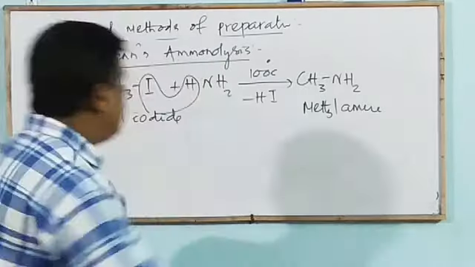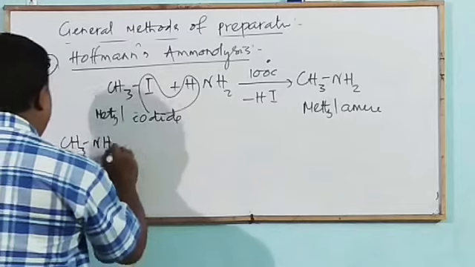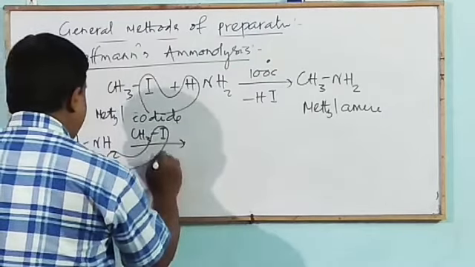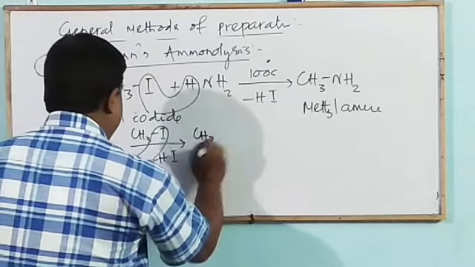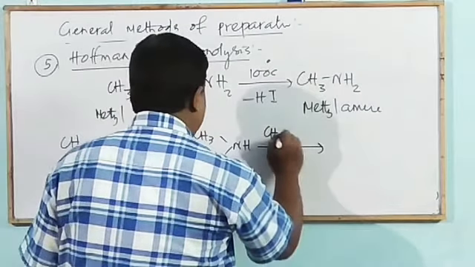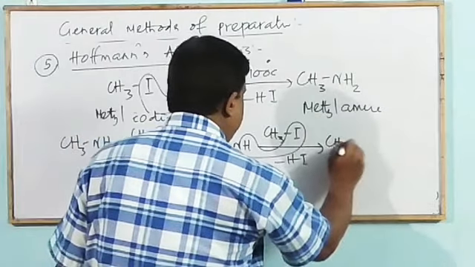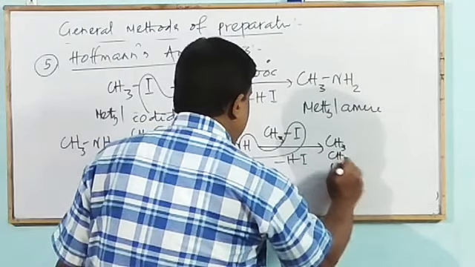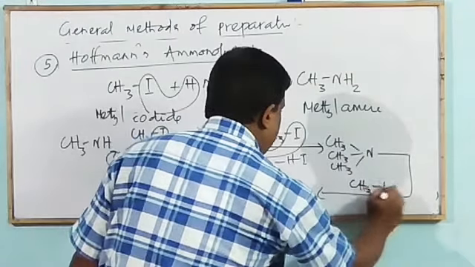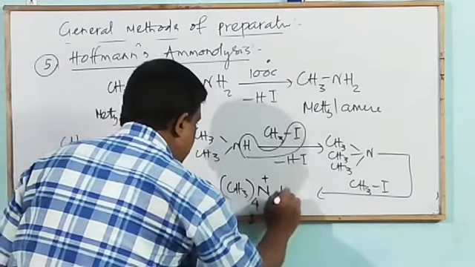Mark the equation. Once primary amine is formed, this primary amine again combines with a molecule of alkyl halide to form secondary amine. Secondary amine again combines with another molecule of alkyl halide to form tertiary amine. Tertiary amine formed again combines with another molecule of alkyl halide to form a quaternary ammonium salt.